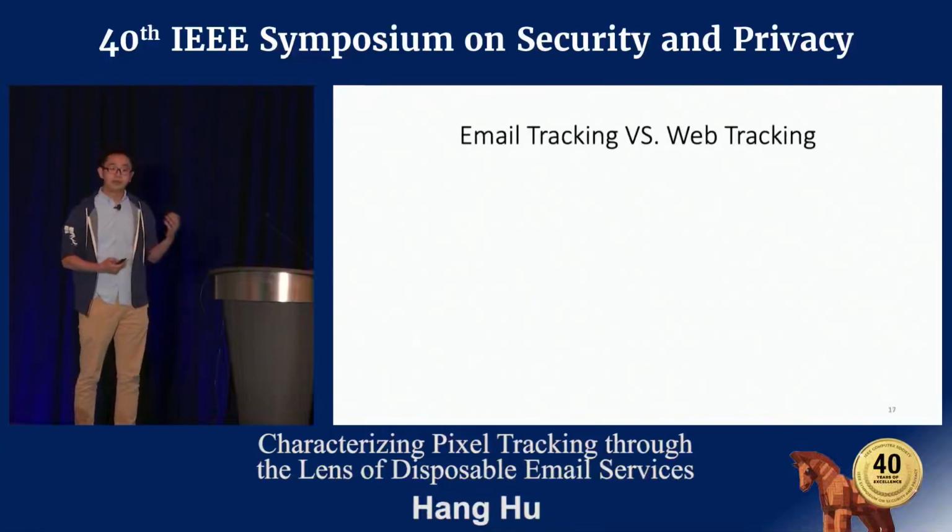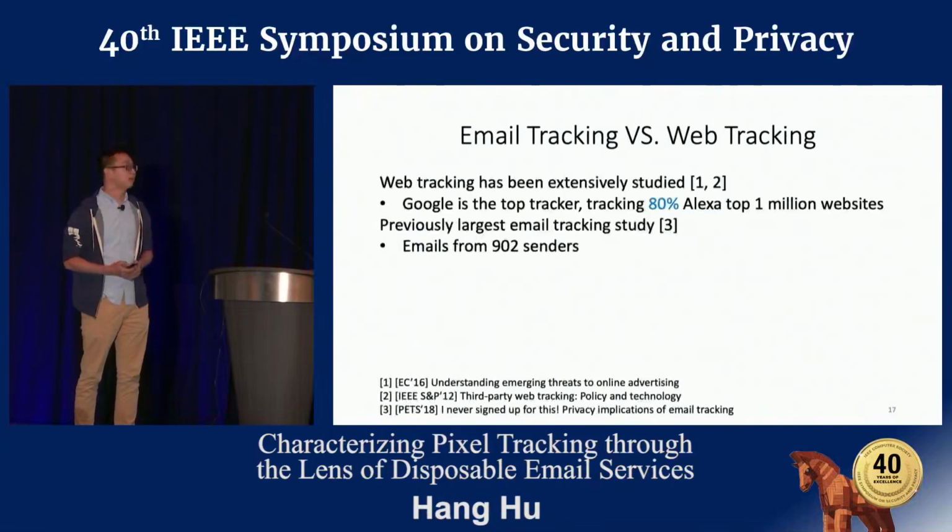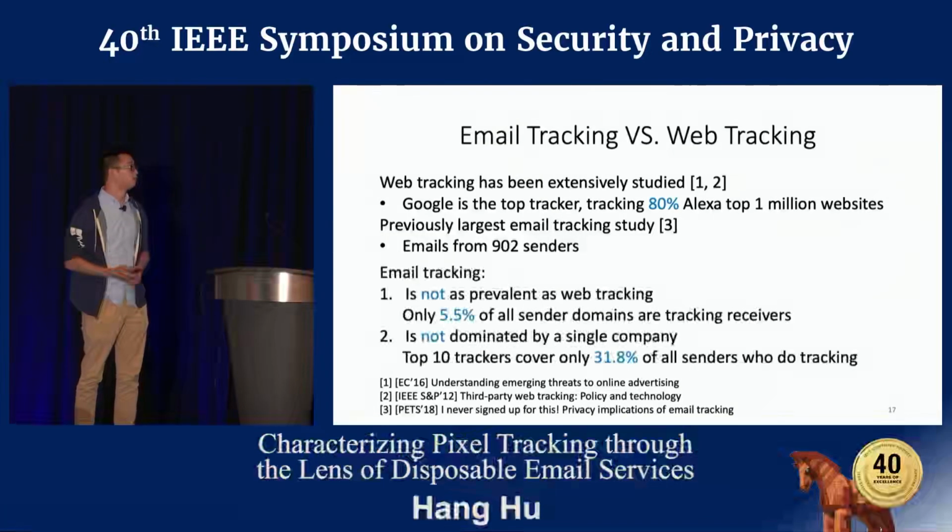Let's compare email tracking to web tracking. Web tracking has been extensively studied. Google is the top tracker, tracking 80% of the Alexa top 1 million websites. However, email tracking isn't well understood yet. Previously, the largest email tracking study only collected messages from 900 sender domains. We used a much larger email data set, and our result shows that email tracking is not as prevalent as web tracking yet. Only a small portion of senders are tracking receivers. And email tracking is not dominated by a single company yet. The top 10 trackers only cover 31.8% of all senders who are doing tracking.